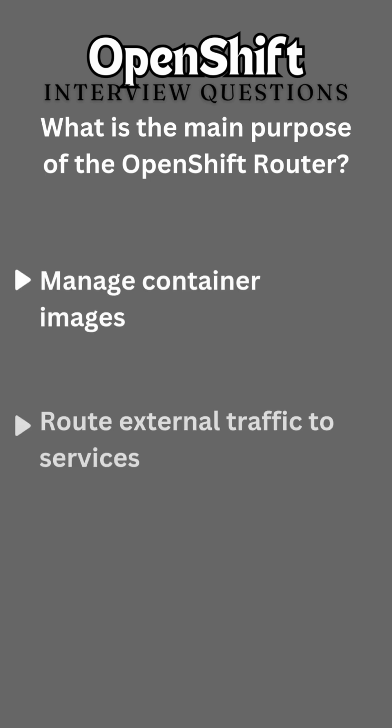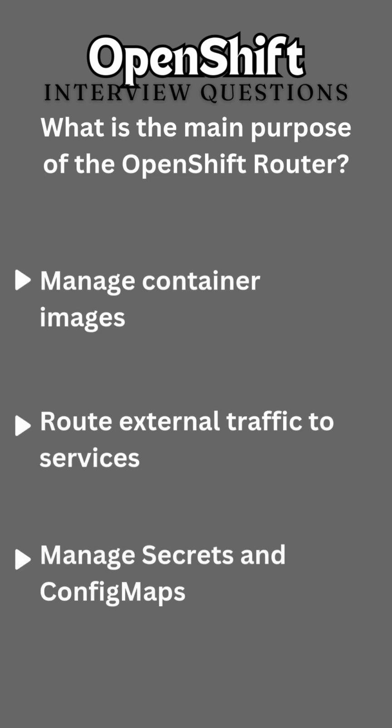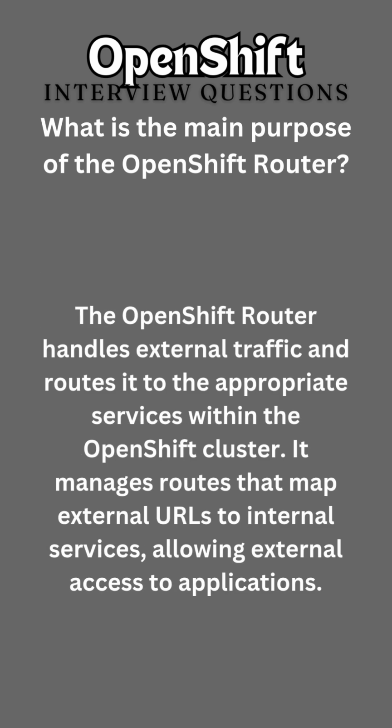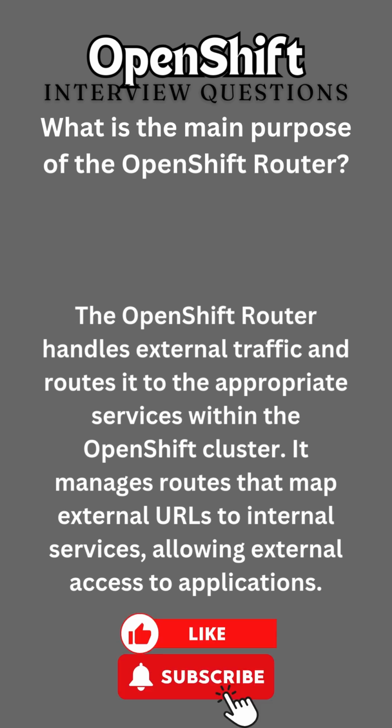What is the main purpose of the OpenShift router? The OpenShift router handles external traffic and routes it to the appropriate services within the OpenShift cluster. It manages routes that map external URLs to internal services, allowing external access to applications.